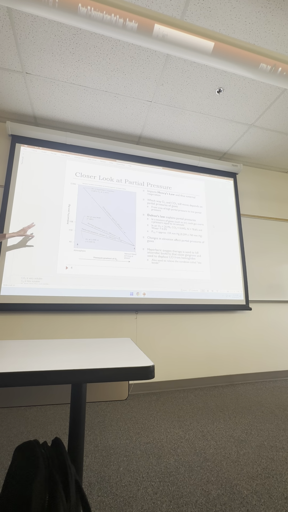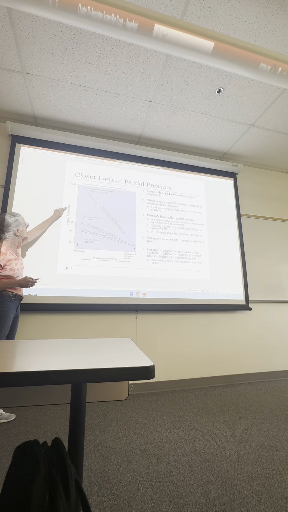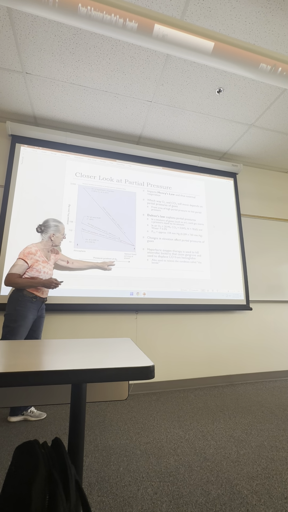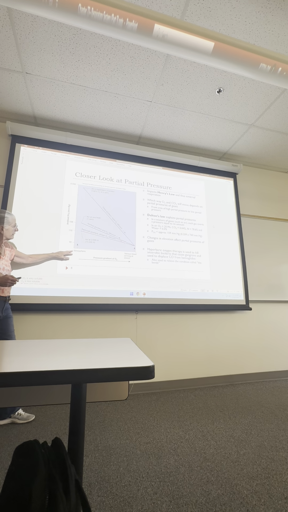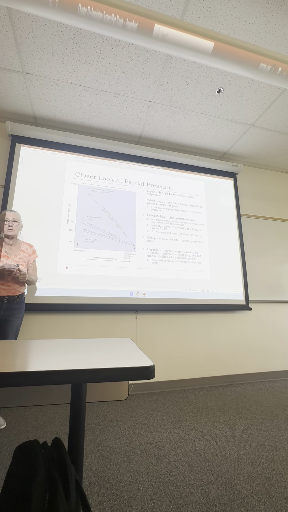So this graph right here is looking at the atmosphere and the partial pressures of oxygen in the atmosphere and the pressure gradients of oxygen. All right, so let's look at this. This is a very steep gradient. And this very steep gradient is a result of something called a hyperbaric chamber. Have you heard of those things? Where have you heard of them?